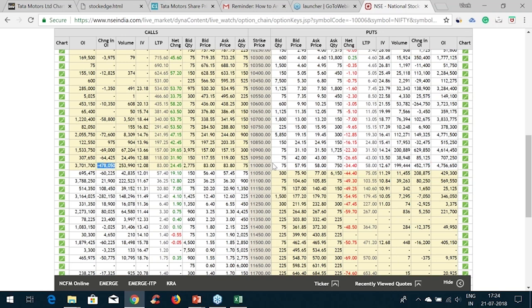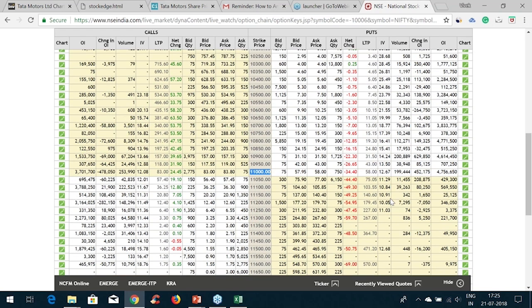In this example, the sellers of the 11,000 call have squared up their position on Friday, and sellers of the 11,000 put have built up their position on Friday. This means more sellers of puts have come on Friday. That means these sellers of put options clearly believe that the market will not fall. It will not close around 11,000, and it will clearly close above 11,000 levels for this particular expiry.